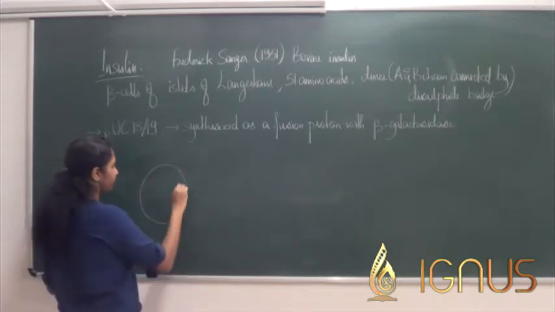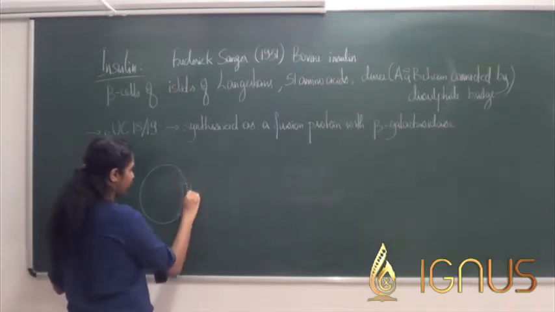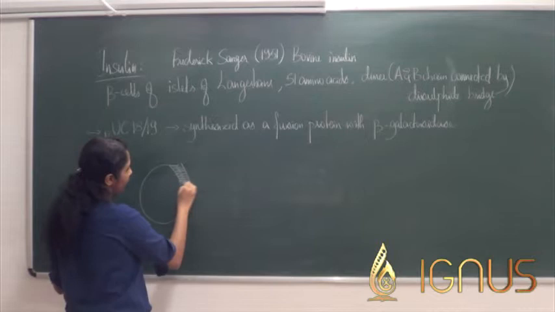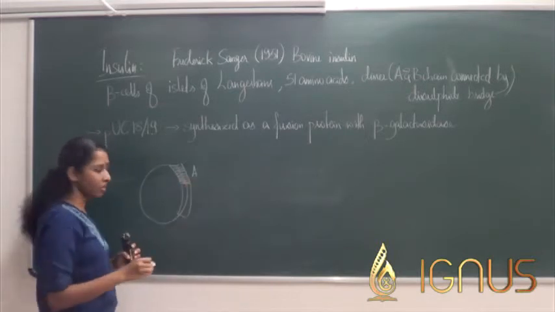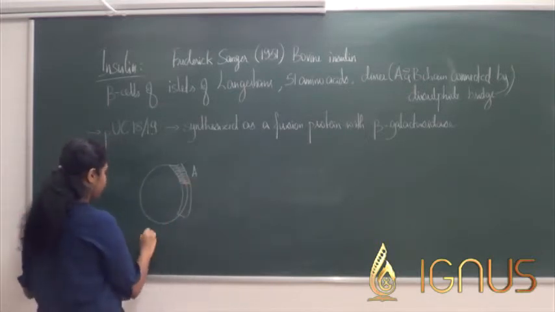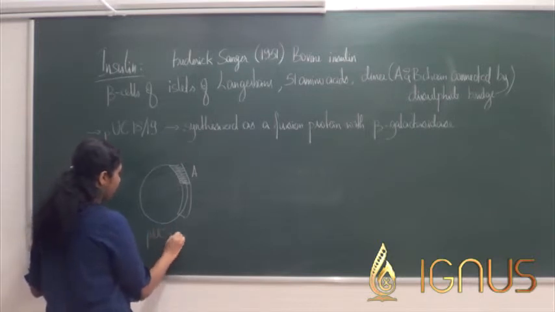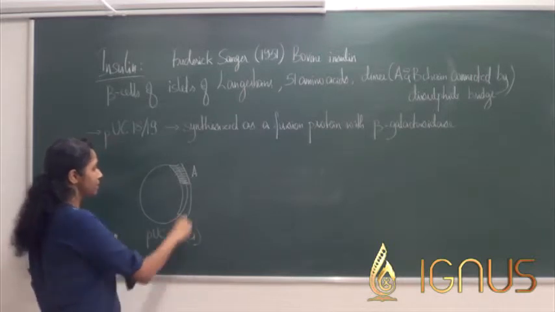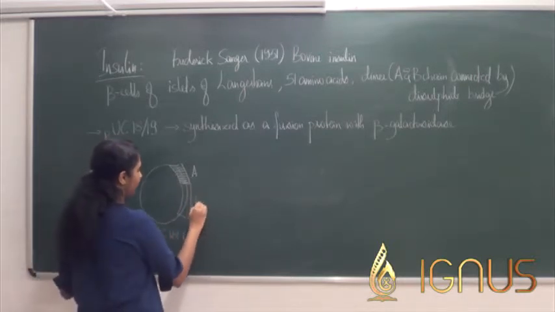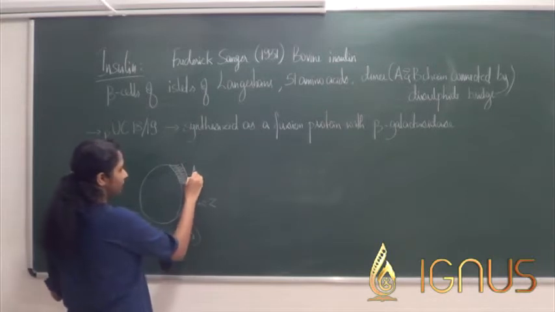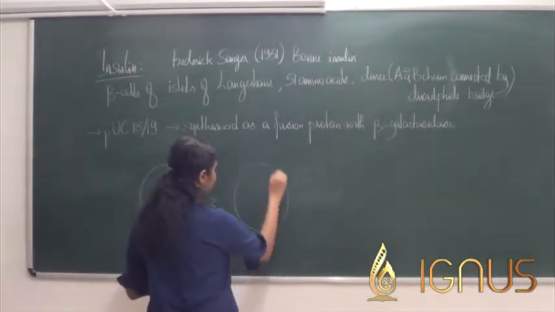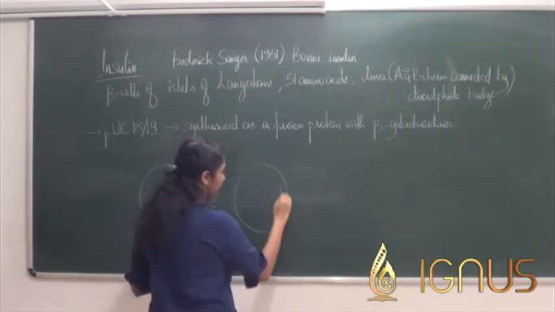pUC18 plasmid, and you have the LacZ gene here, to which is attached the gene which is going to be coding for the A subunit. This is one pUC18. Let's say that this is A, which is connected to the LacZ gene, and this will be the A subunit of the insulin molecule, and then you have another plasmid which again has the LacZ gene.